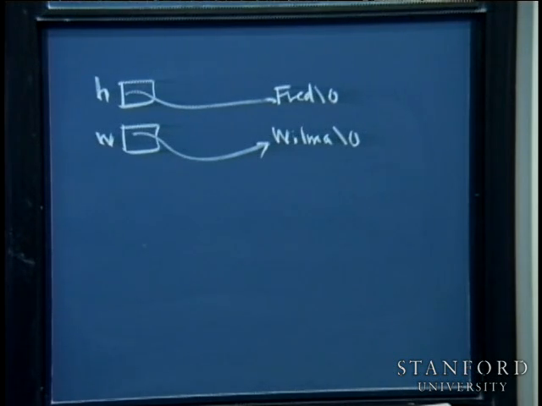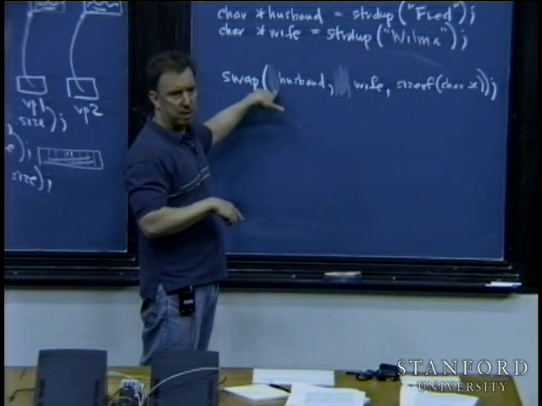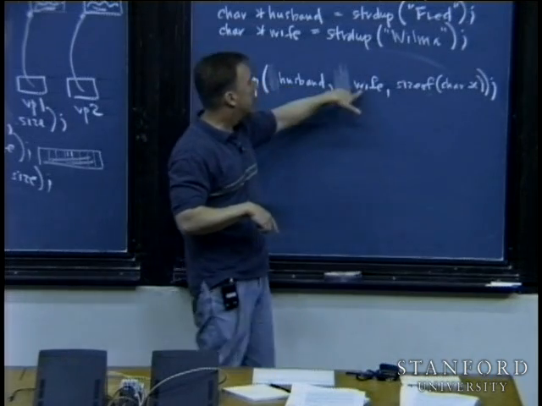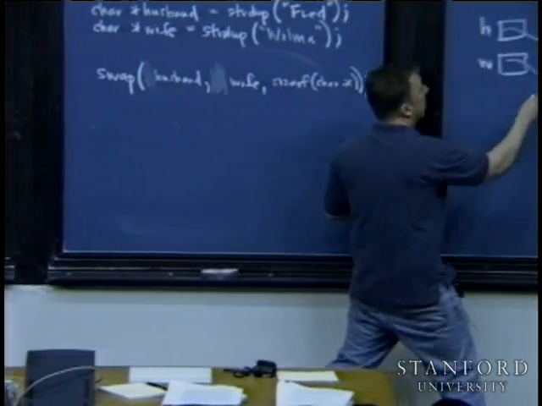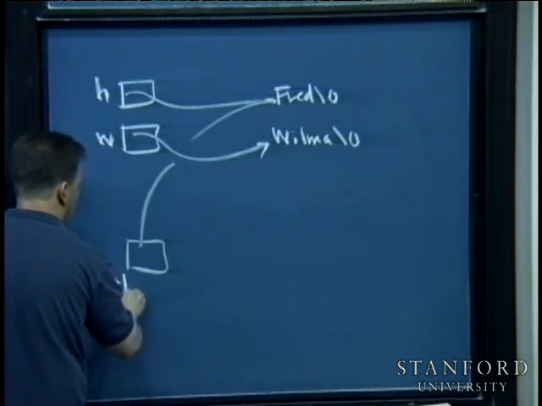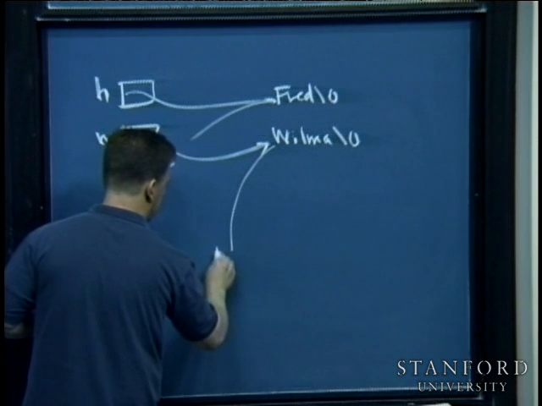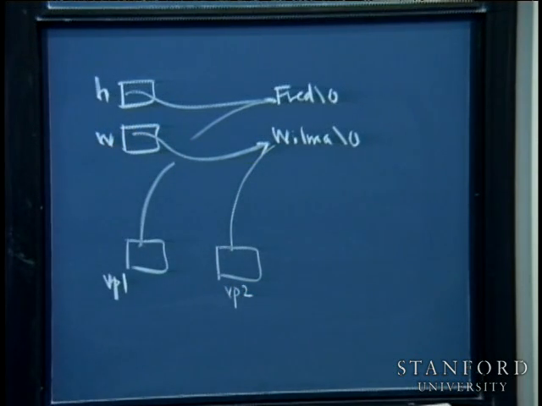What actually happens now? 4 gets passed to swap, so it's going to be rotating 4-byte figures. But I kind of mess up a little bit. Even though I'm passing in a char star here and a char star there, and I'm passing in sizeof char star there, this address gets stored in VP1. This address gets stored in VP2. Without the asterisk, it doesn't back up one level. It actually gives you the address.